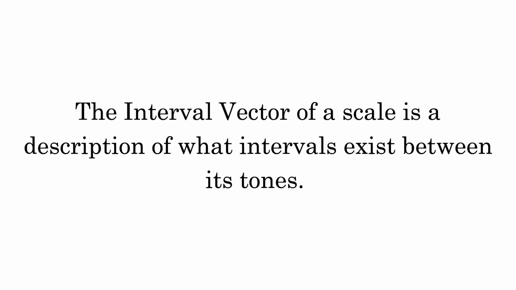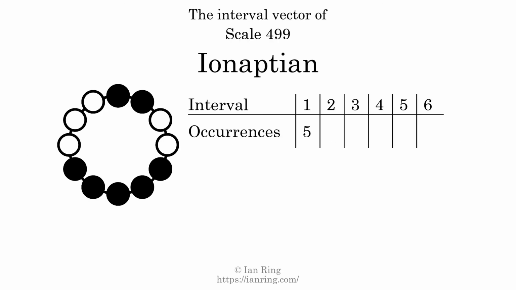The interval vector of a scale is a description of what intervals exist between its tones. There are 5 intervals with the size of 1 semitone. They are here, here, here, here, and here. There are 3 intervals with the size of 2 semitones. They are here, here, and here. There are 3 intervals with the size of 3 semitones. They are here, here, and here.